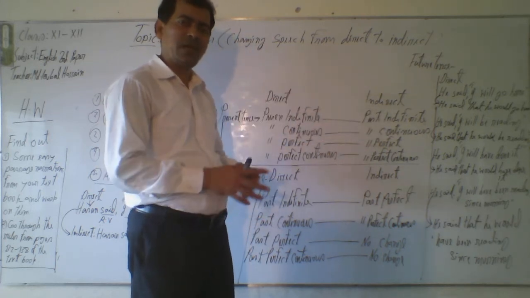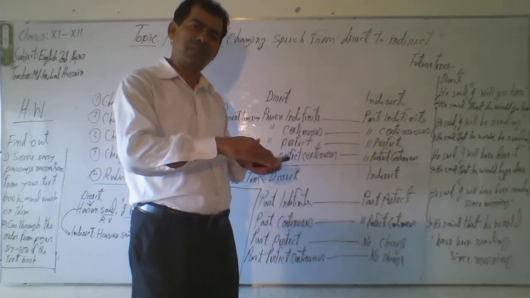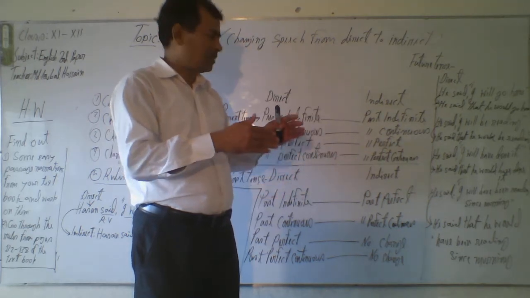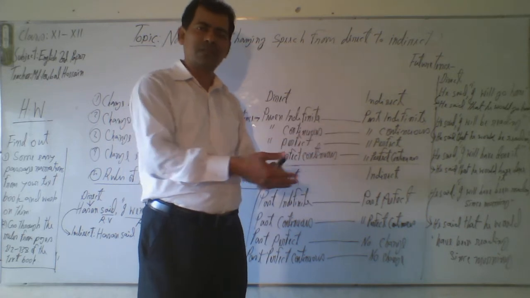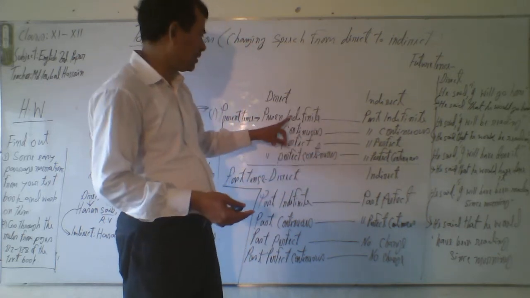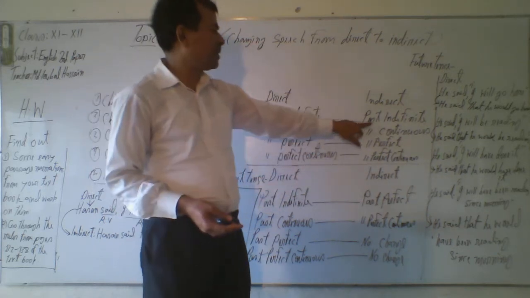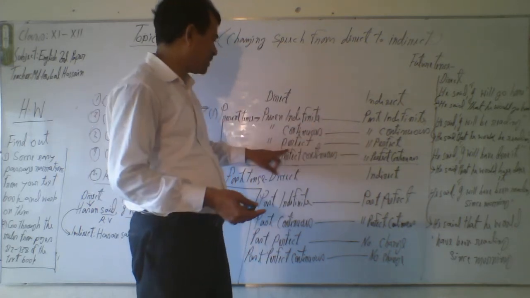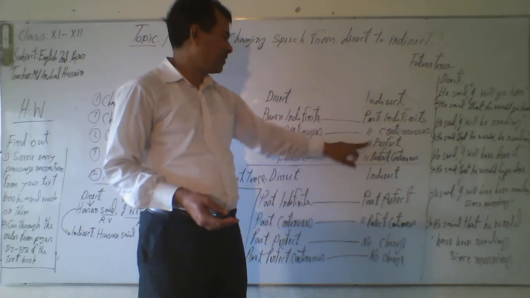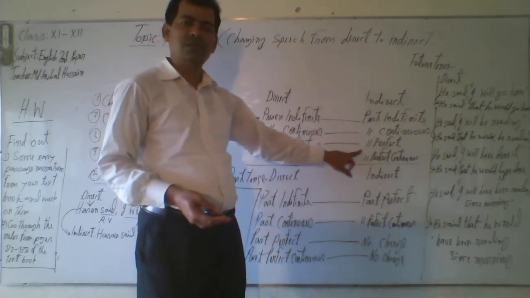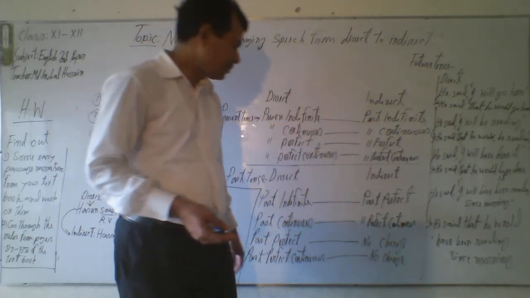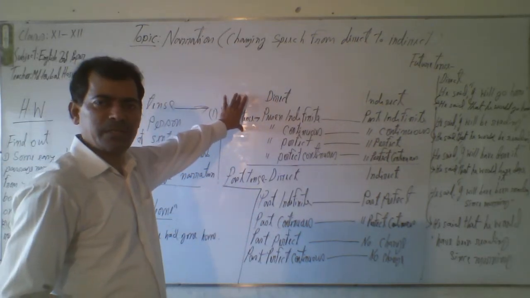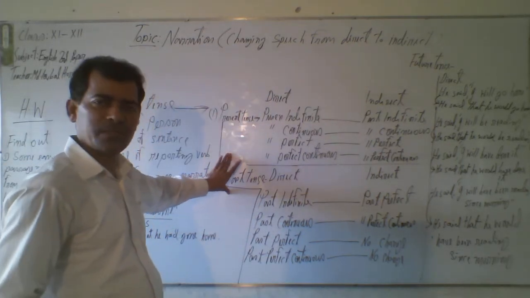In the same way, all four present tenses will change into their equivalent past tense. For example, present indefinite into past indefinite, present continuous into past continuous, present perfect into past perfect, present perfect continuous into past perfect continuous. In the same way, it's all about present tense. Now let's talk about past tense.